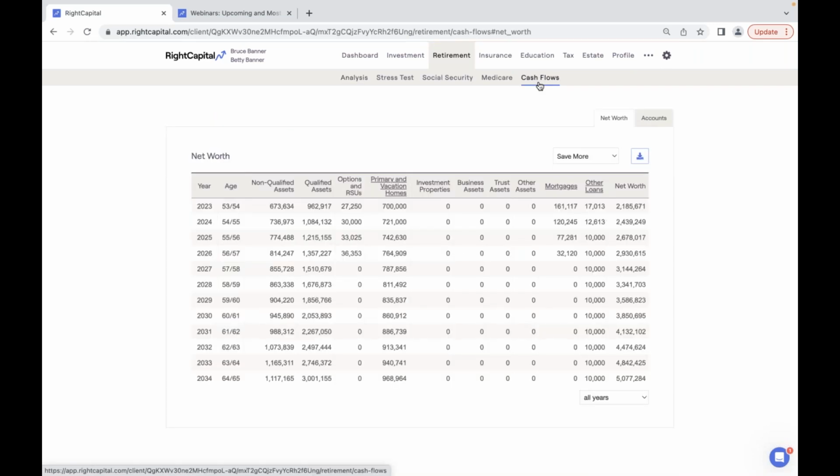So here we are with the cash flows. Now we no longer have summary tab. We no longer have those waterfall visuals. So just keep that in mind.